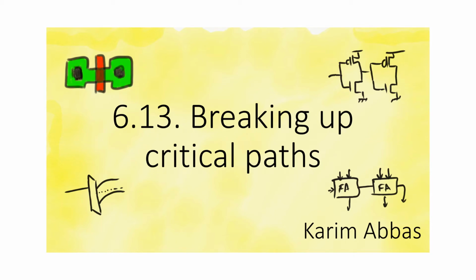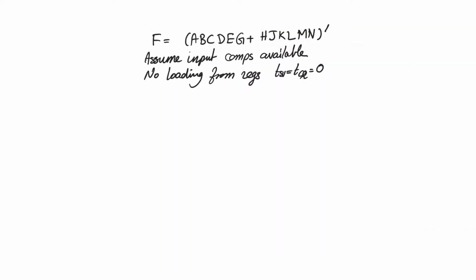We have to take a deeper look at what it means to go into a combinational block and break it down for pipelining. We are starting out with this logic function f, which is a rather large logic function. We have made a couple of assumptions.